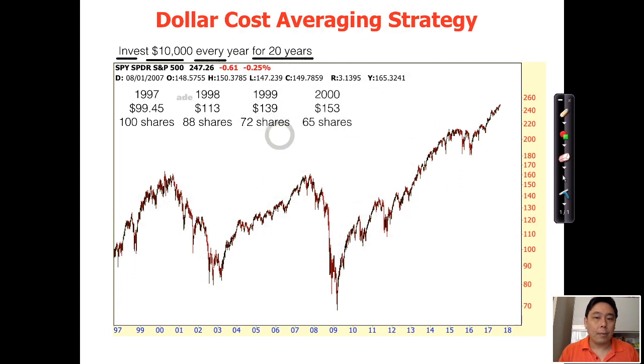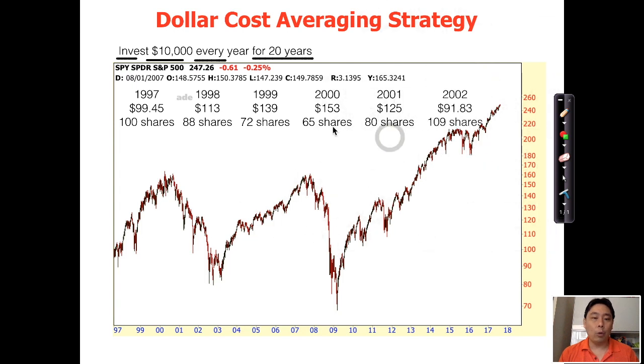Now, in the year 2000, it hits a peak over here. That's the top of the market, and you buy 65 shares, right? At $153. Now, in 2001, what happens? You can see the market collapses because of the dot-com bubble bursting. So in 2001, the price drops to $125. But you still invest $10,000. So now, with a lower price, you buy more shares, 80 shares.